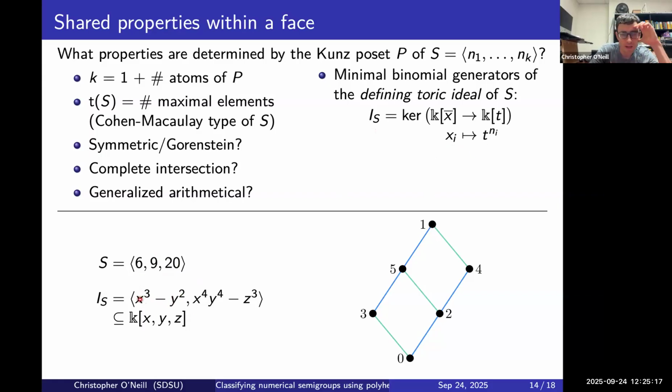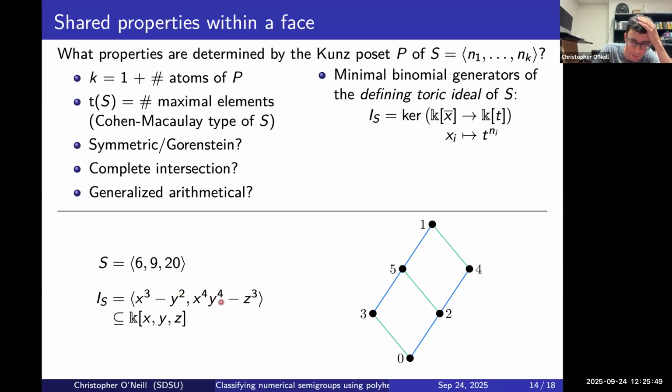So in particular, x cubed and y squared are both getting sent under this map to t to the 18th, right? If we think back, we said 18 was the first element of the McNugget semigroup that we can get as a sum of generators in two different ways, as 3 copies of 6 or as 2 copies of 9. And so this difference of monomials being in the kernel of this map is exactly recording that 3 6-packs give you the same number of McNuggets as 2 9-packs.